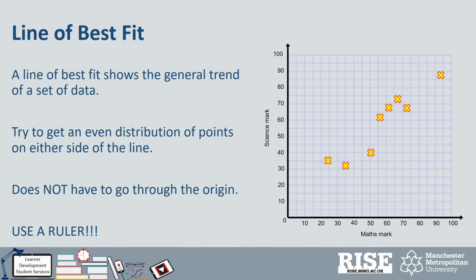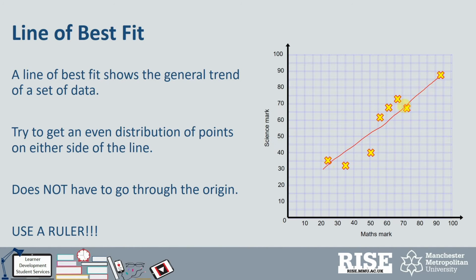On a scatter graph, we can also draw the line of best fit. Now, a line of best fit just shows the general trend of a set of data. We try to get an even distribution of points on either side of the line. But do know it does not have to go through the origin. In fact, it probably won't. And make sure you use a ruler.